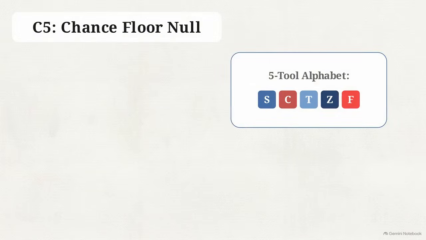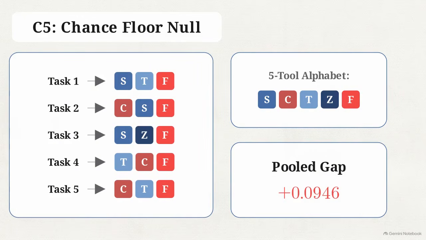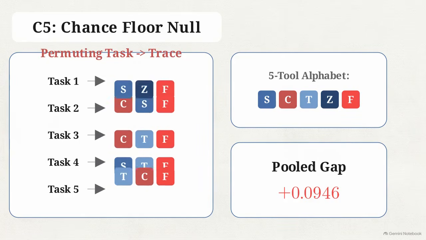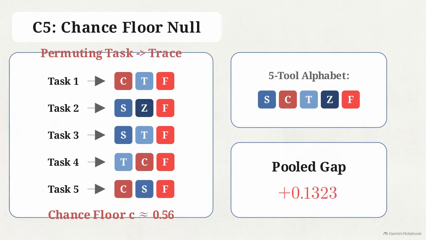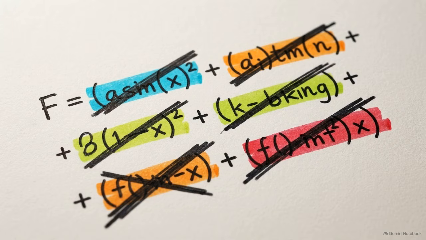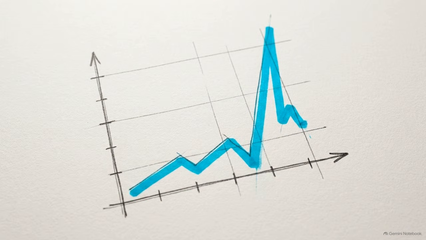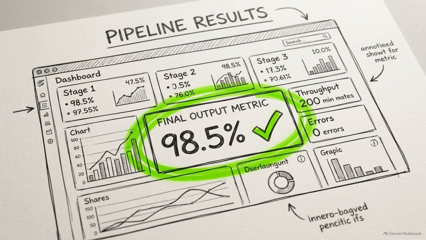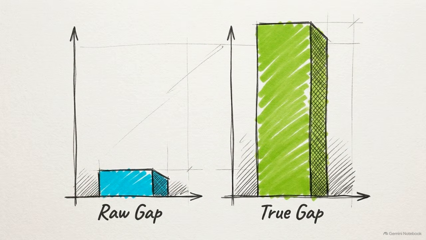The final filter is C5, the chance floor null. With a 5-tool alphabet, unrelated traces agree by chance over half the time, inflating scores for smaller models. Permuting the arrays establishes this exact chance floor, pushing our final pooled gap to plus 0.2074. Systematically stripping away these 5 layers of stochastic noise does not shrink the cross-lingual gap. It proves the gap is structurally robust, landing at a value 4 times larger than the raw baseline suggested. The core revelation of this pipeline is absolute. The measurement confounds were actively suppressing the severity of the language gap, not creating it.